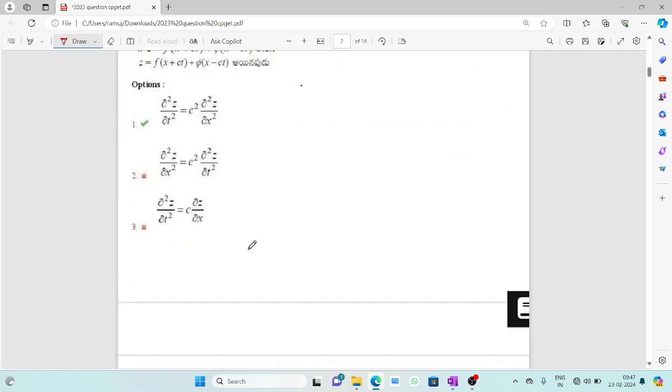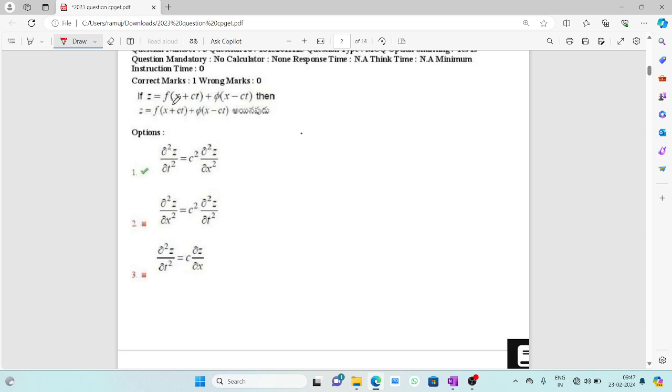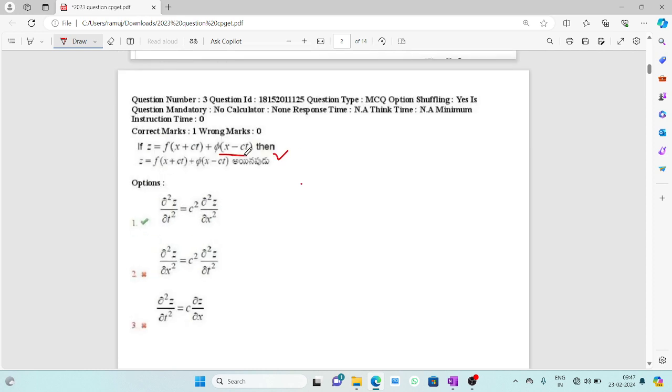So the third question is, if z is equal to f(x plus ct) plus φ(x minus ct), then, okay, he already provided the solution. He is asking which one of the partial derivative functions we will get as the solution. Whenever this type of question comes in examination, I will tell you one shortcut trick. If you solve using the methods of second-order partial differentiation, we will get the solution like this only if you do it one by one. But I will tell you one shortcut trick on how to proceed.